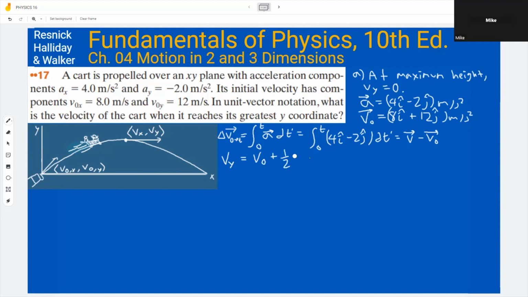Tapos lagyan mo ng subscript yung v sub 0 y. Kasi yung v sub 0 vector siya, di ba? So may y component yan. Okay?